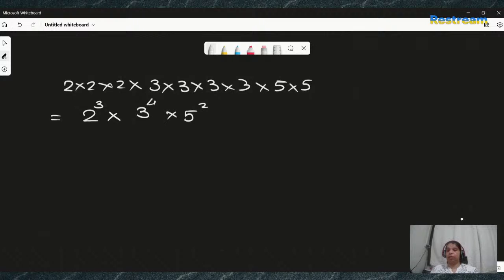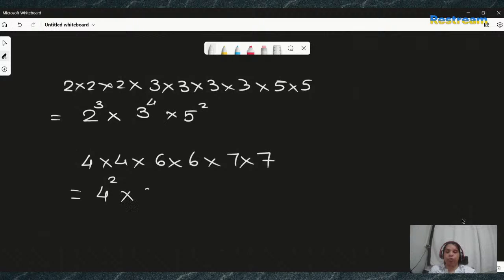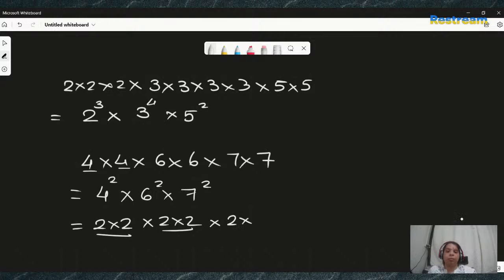So let's say someone gives you 4 times 4 times 6 times 6 times 7 times 7. You will naturally write it as 4 raised to 2 into 6 raised to 2 into 7 raised to 2. But we generally factorize it into prime numbers. So it is 2 times 2 for this 4, times 2 times 2 for this 4, times 2 times 3 for this 6, times 2 times 3 for this 6, and then we have 7 times 7.